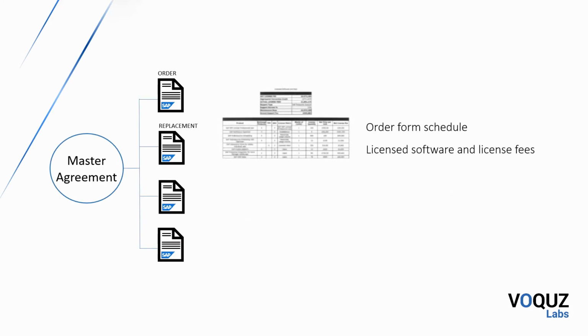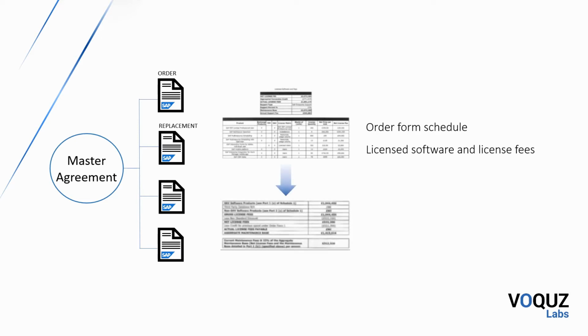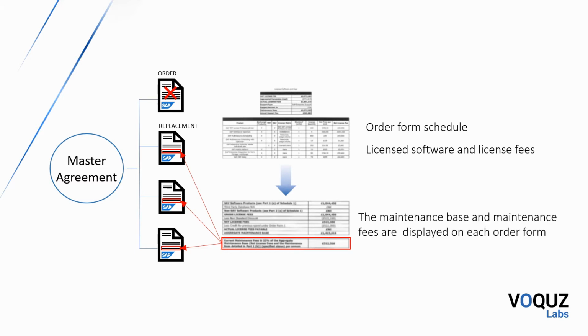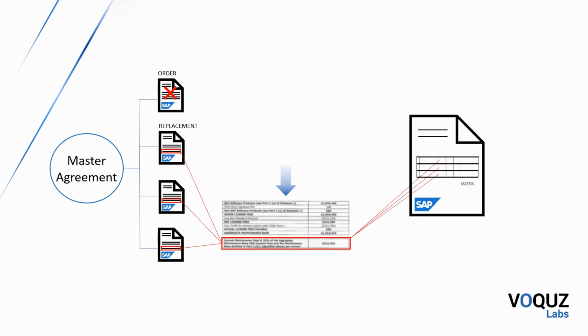The schedule to each order form documents the software licenses purchased and the license fees, and the maintenance base is calculated from the total net license fee for the licensed software. The maintenance base is displayed on each order form, and the annual support and maintenance fees for each order form are calculated accordingly. Typically this will be at 22% of the maintenance base. The annual support and maintenance invoice should itemize each effective order form and the applicable maintenance fees for each one.